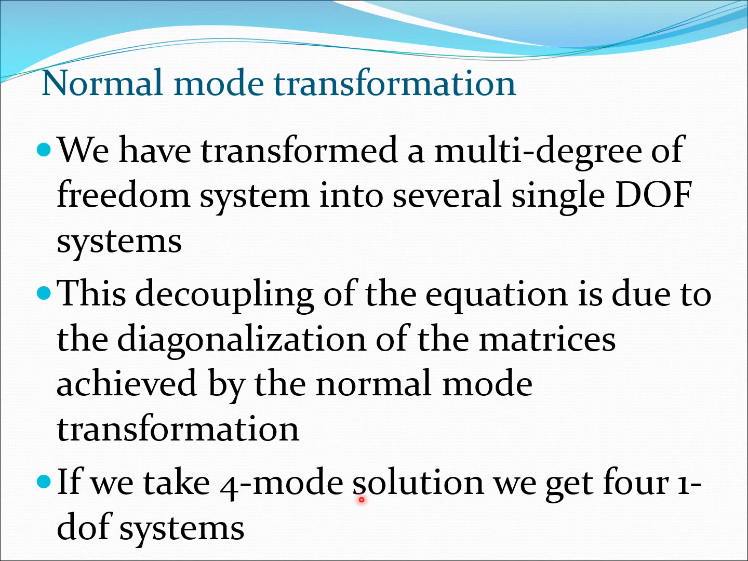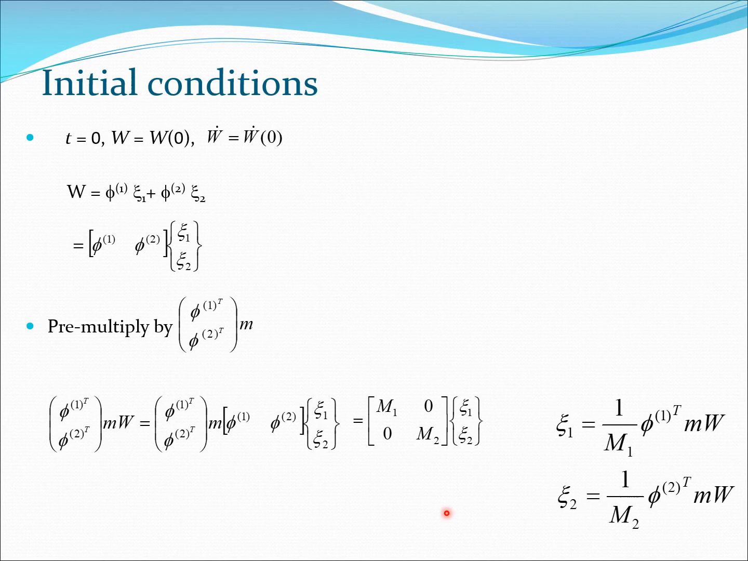Now here we have taken a 2 mode solution, but if you were to take a 4 mode solution, then you would get 4 single degree of freedom systems, and that would be an exact duplication of the multi-degree of freedom system, which is a coupled system. So essentially if you were to take a 4 mode solution, you would get 4 single degree of freedom systems, which would be exactly the same as the multi-degree of freedom system. But the primary advantage comes about in this modal truncation. We typically do not want to retain all the modes.